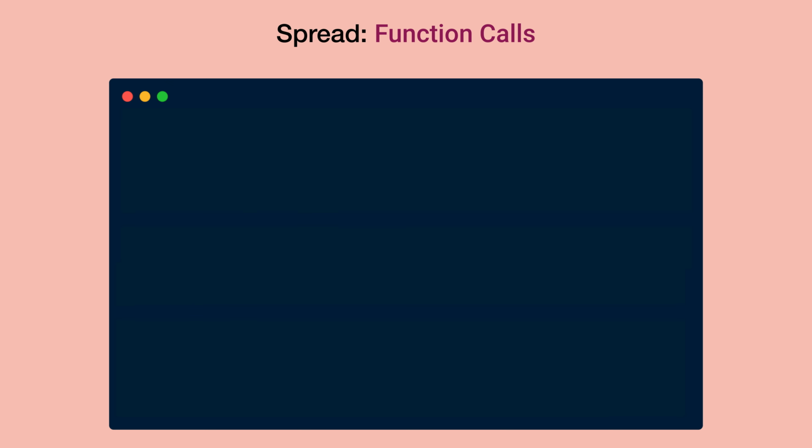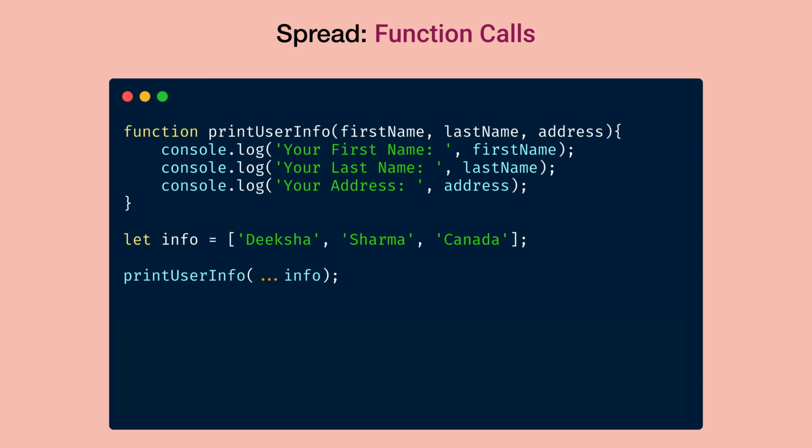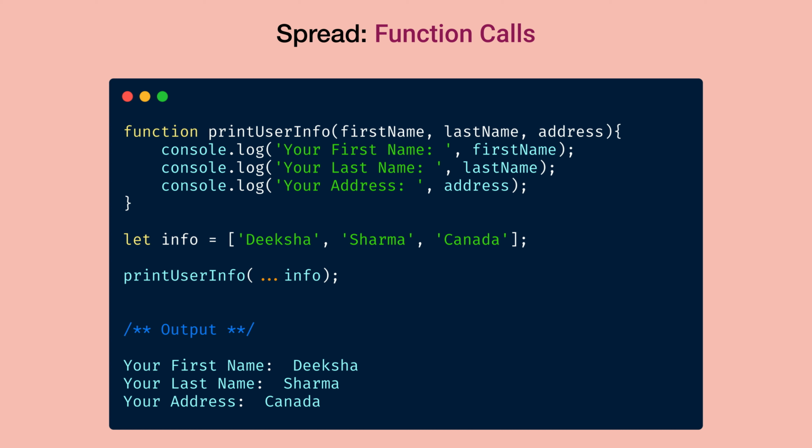Finally, we can also use spread syntax in function calls. Let's say we have this function printUserInfo that takes three arguments, firstName, lastName, and the address. It then simply logs the values of these arguments on console. Next, we have an array info containing three elements, first name Diksha, last name Sharma, and an address Canada. Now when we call printUserInfo function, instead of passing three arguments to it, we use the spread syntax on info array. It expands all the elements from the array in the same sequence for the function to use. And here is the output after printUserInfo function is executed.